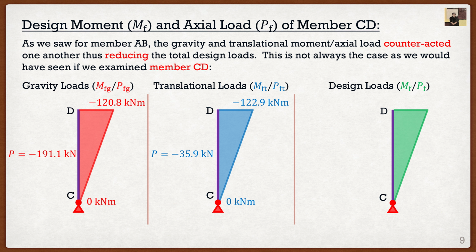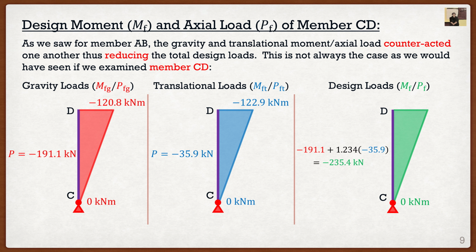So if I were to look at the moment at A, as we can see, 0 plus 0, that's going to stay 0. But where things get interesting is when I start looking at axial load. Remember, I'm going to take my gravity load of 191 and add it to the amplified axial load of the translational analysis, which was negative 35.9. And in this case, I get my total axial load to be negative 235.4. So in this case, our axial load was actually amplified into a much larger value rather than the loads counteracting and resulting in a smaller value.